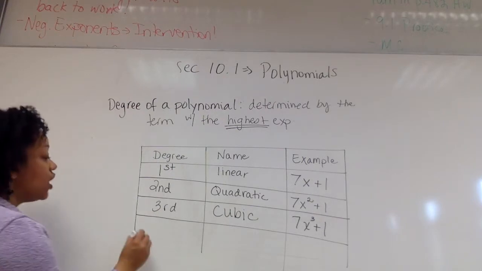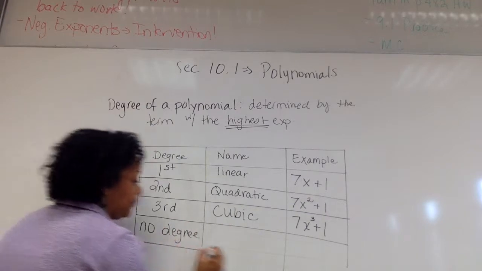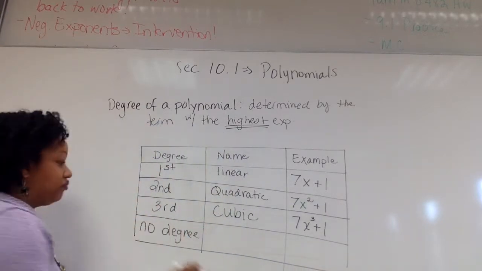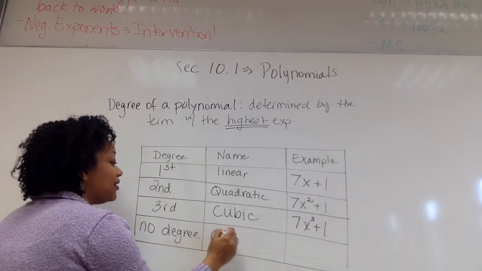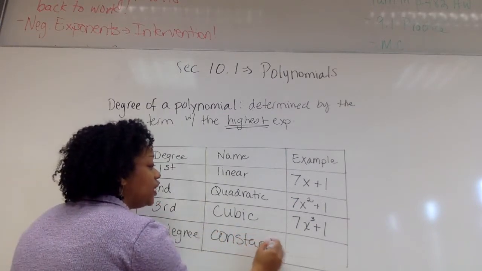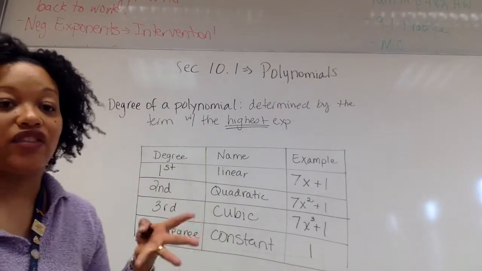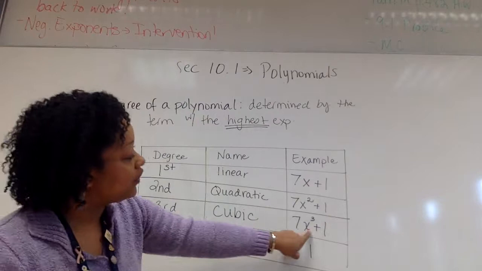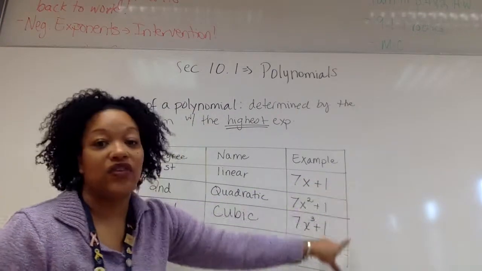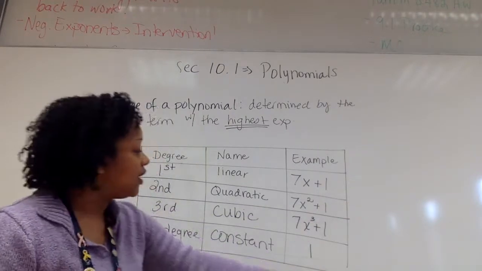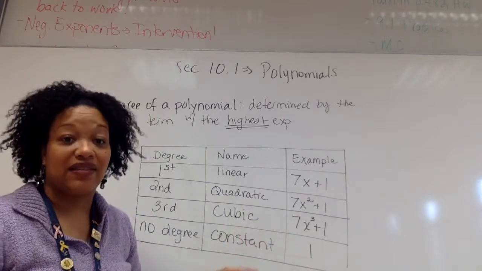And then if there is no degree, it's just no variable, no x, no nothing, we call that a constant. And that's just a number. So in this case, my constant would be 1. Your constant doesn't change. You see, if I was to plug in numbers for these x values, that would change whatever these equations are equal to. But if all I have is a 1, it's always going to be equal to 1. That's constant. It doesn't change.